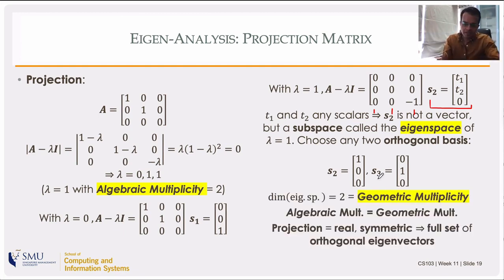So I have to modify my statement that for a real symmetric matrix, you have a full set of orthogonal eigenvectors. What I mean is that if you have an eigenspace, you can choose vectors such that you have a full set of orthogonal eigenvectors. Now, the dimensionality of the eigenspace is called the geometric multiplicity because it's about the space. The good thing here is that the algebraic multiplicity is 2. The geometric multiplicity corresponding to the same eigenvalue is also 2. So 2 and 2, that is a good case.